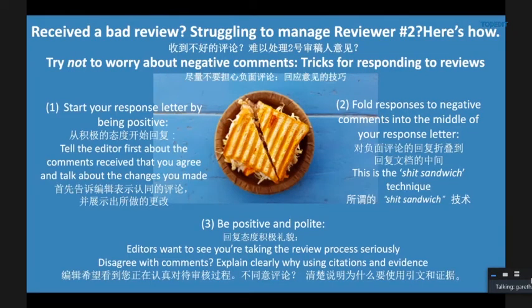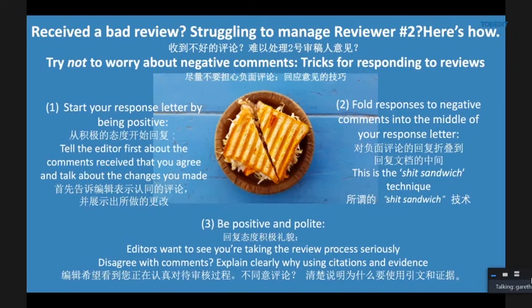We can talk about this later as well in the question and answer session, because I'm sure that you have lots of examples. I have lots of examples from my own work where this has happened. Remember that it's the editor making the decision, right? So here are some tricks for responding to negative reviews.